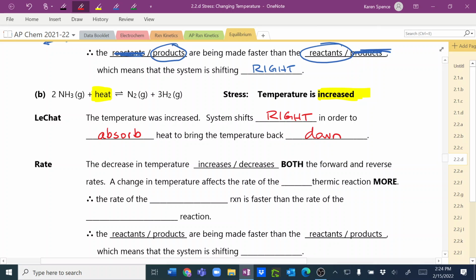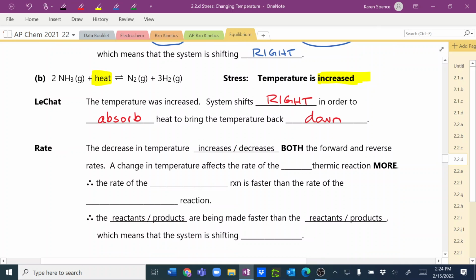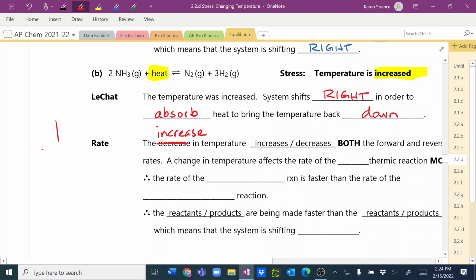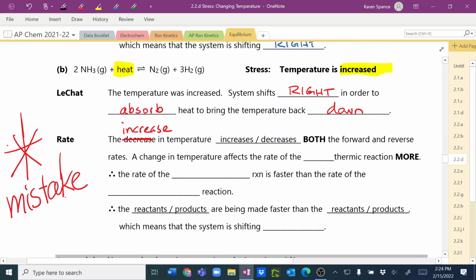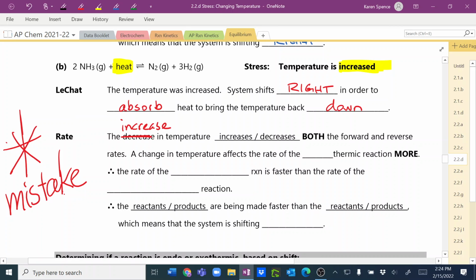Huh? Oh, this is wrong here. Okay, a temperature, yeah, we need to correct that. The increase. That way when I'm going through and redoing this for next year, I'll see that great big star and mistake and I'll correct it.